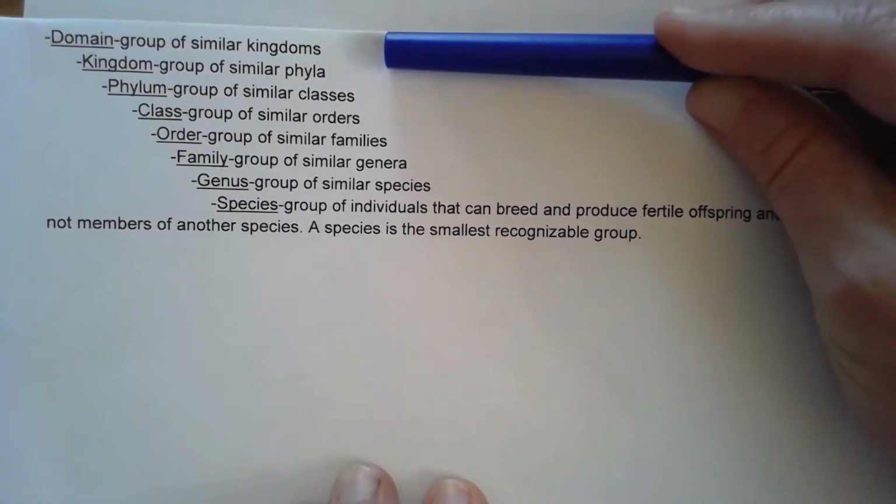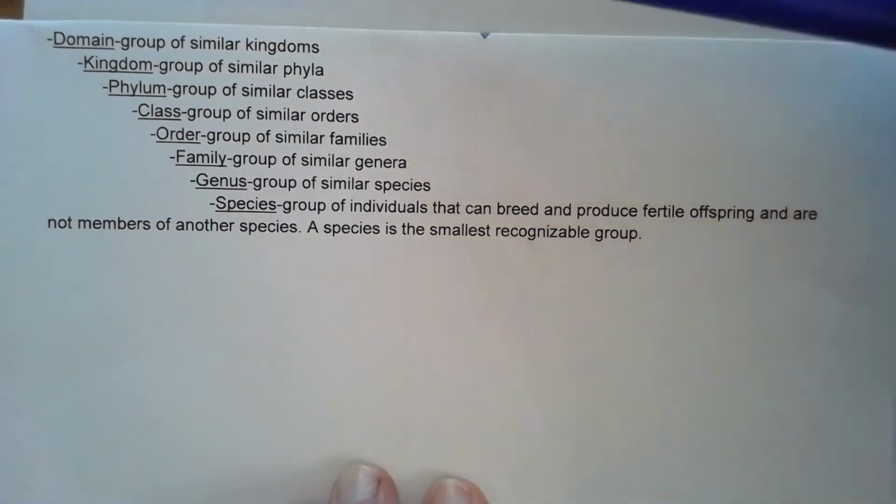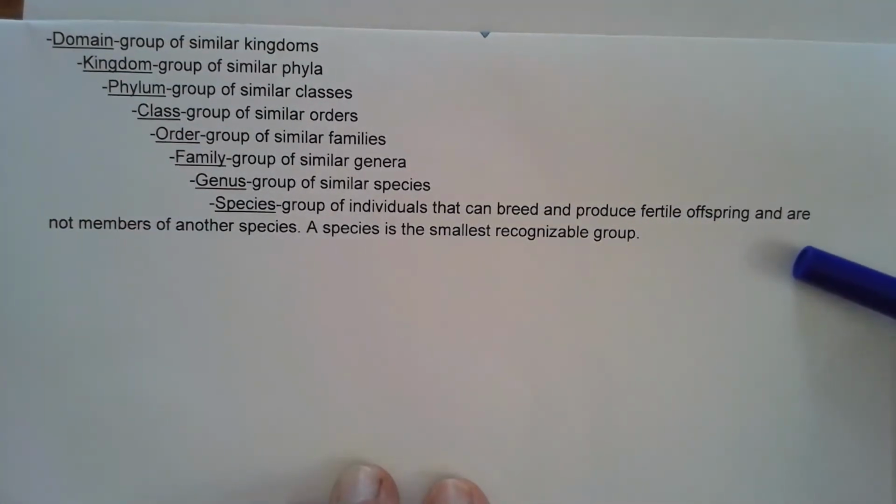Okay, think of domain as the largest box and species as the smallest box if you had nested boxes, right? And species has a different definition here because it's a group of specific individuals that can breed and produce fertile offspring that are not members of another species. And then a species, as it says there, is just the smallest recognizable group, okay?